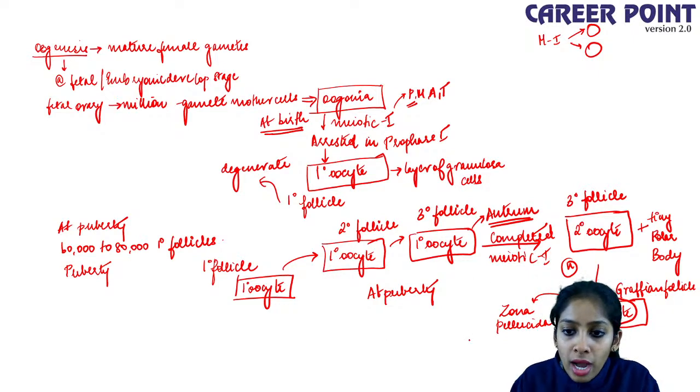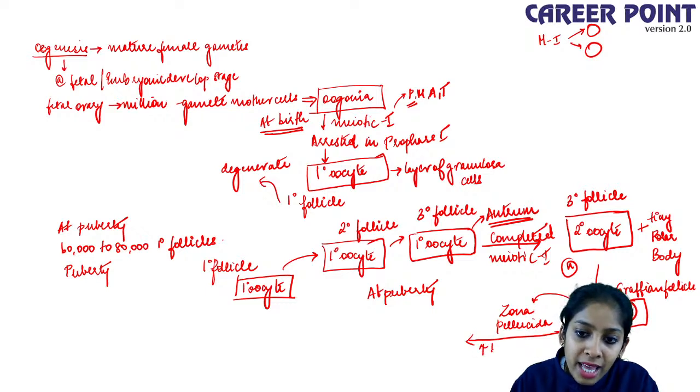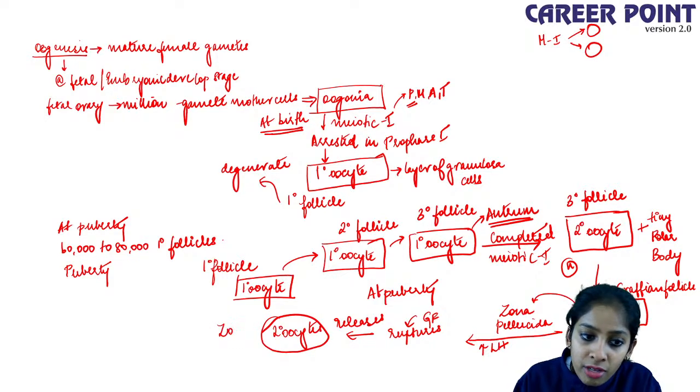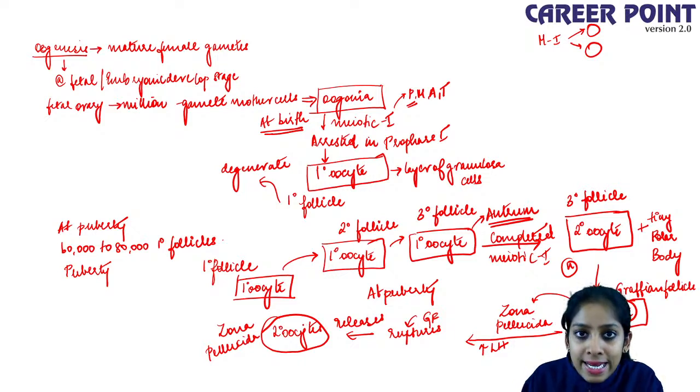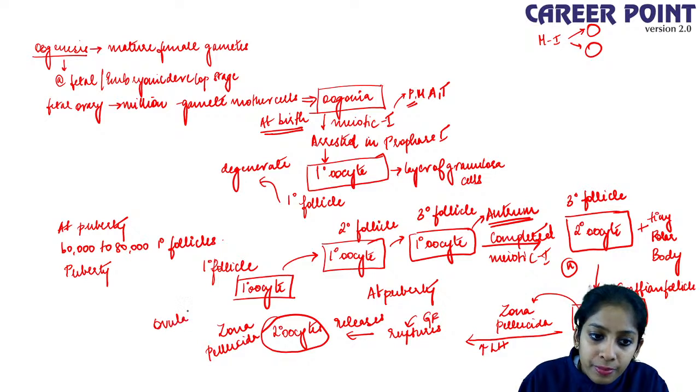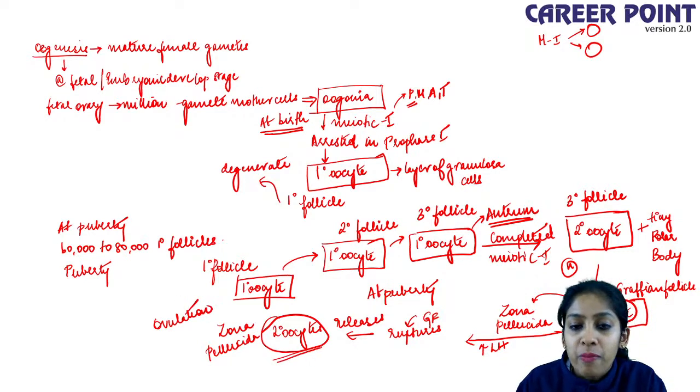Alright, so when you have maximum LH concentration, the outer layer of the Graafian follicle ruptures and releases your secondary oocyte. Once the Graafian follicle ruptures, it releases your secondary oocyte, which is covered by the zona pellucida. When the secondary oocyte is released, surrounded by the zona pellucida, that is your ovulation. That is where your gamete is produced.